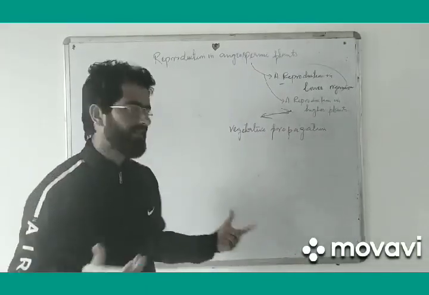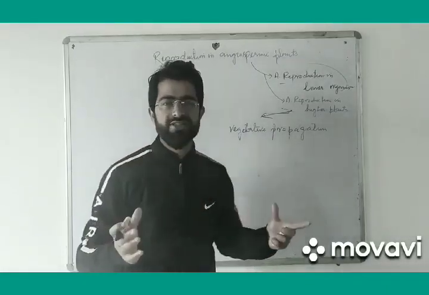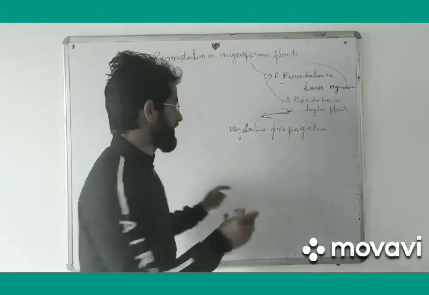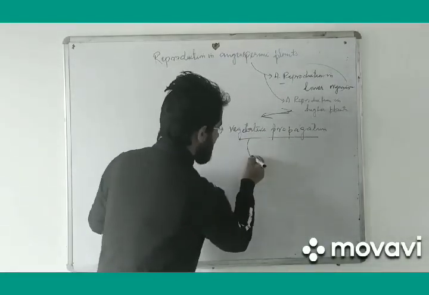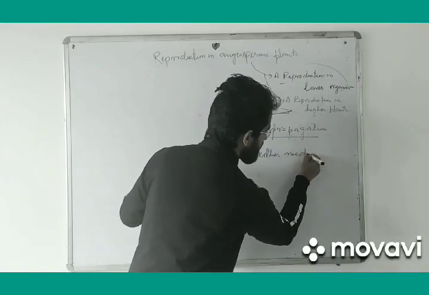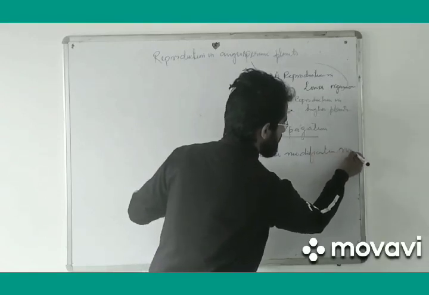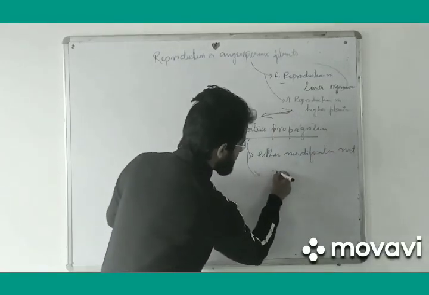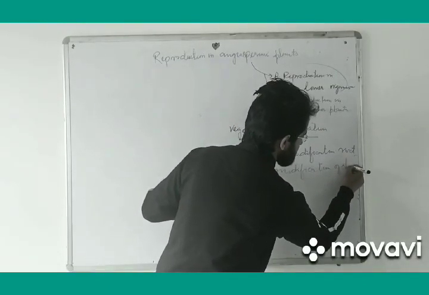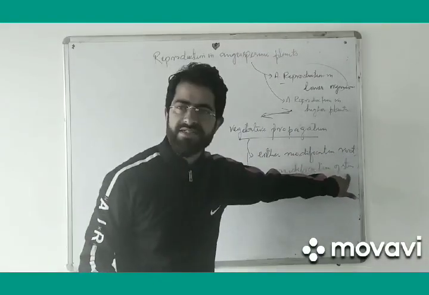What is vegetative propagation? Either the root system or the above part of a plant, that is the shoot system, gets modified and helps the plant in propagation. That means it is achieved by either modification of root or by modification of stem.